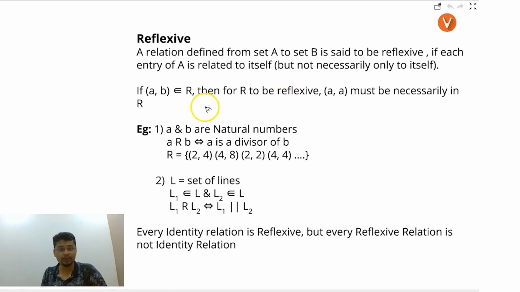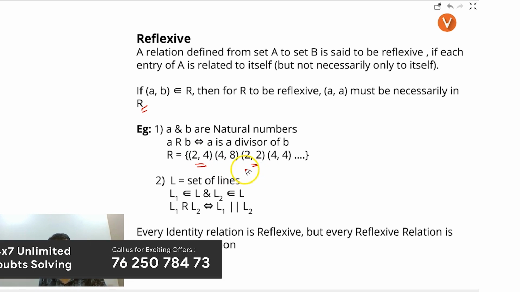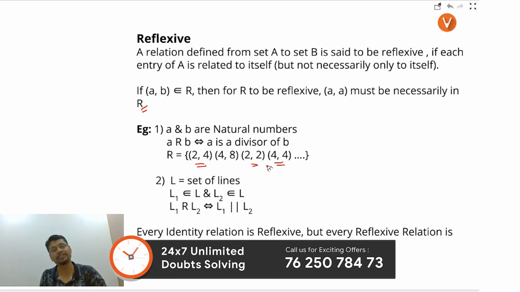By this we mean if (a, b) belongs to relation R, then for R to be reflexive, (a, a) must necessarily be in the relation R. So let's take some examples. Say a and b are natural numbers and they are related as a is the divisor of b. Now, 2 is the divisor of 4. In fact, 2 is the divisor of itself also, and 4 is the divisor of itself also. So this relation is reflexive in nature.